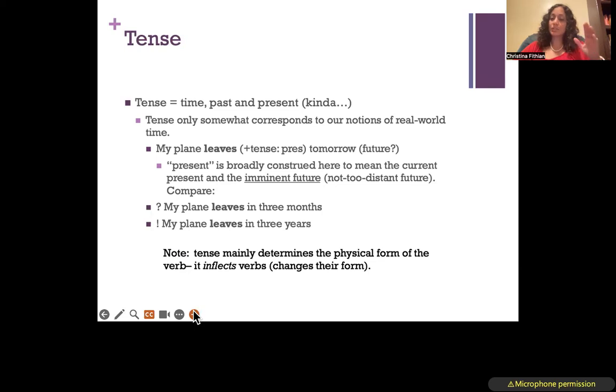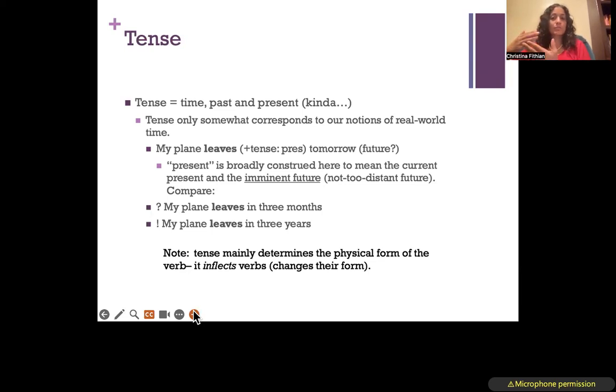So then I presented them with a third sentence. My plane leaves in 3 years. And I asked, how many of you find this acceptable? And nobody raised their hand. So we definitely can't say my plane leaves in 3 years. Most speakers of English would find that unacceptable. Well, why is that? Okay, we can use it for the first instance, but we can't use it the further out in time that we go.